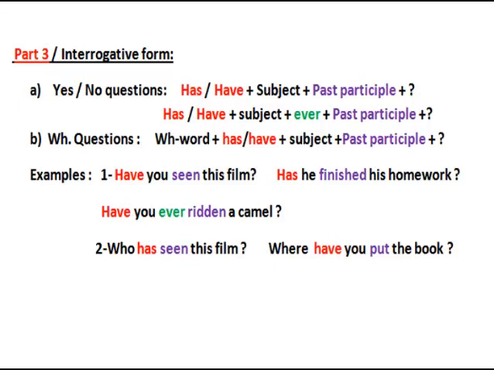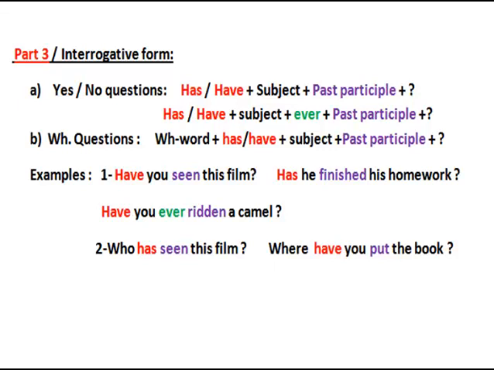You say, has or have plus the subject plus ever plus past participle. Question mark, of course. WH questions. You start the question with WH word, then the auxiliary has or have, then the subject, and then the past participle. And you can have an object at the end of the question, and the question mark, of course.